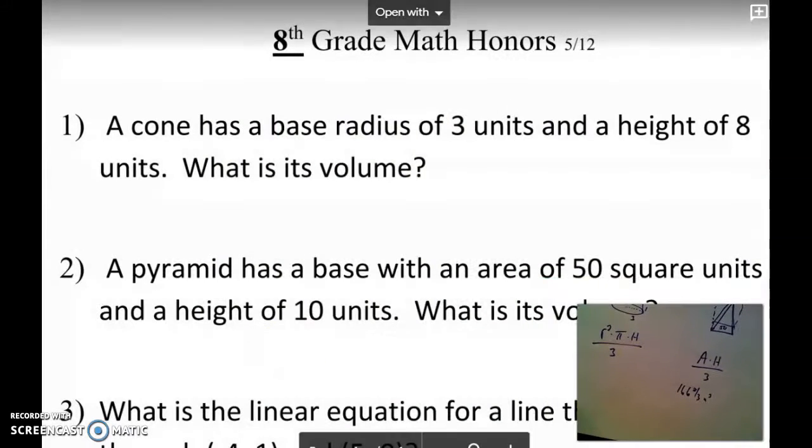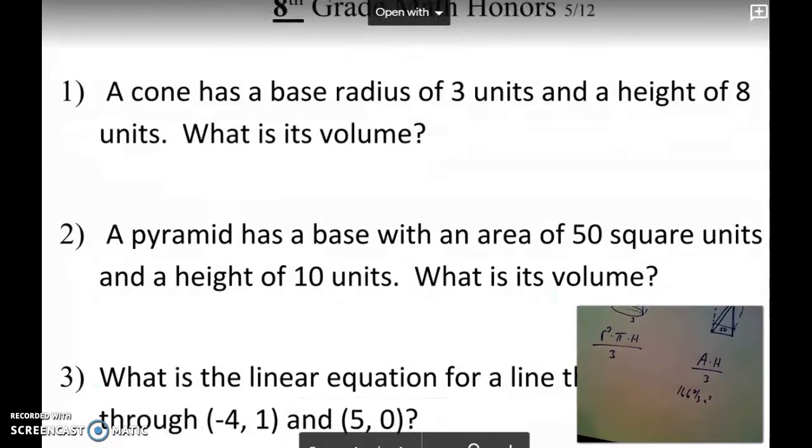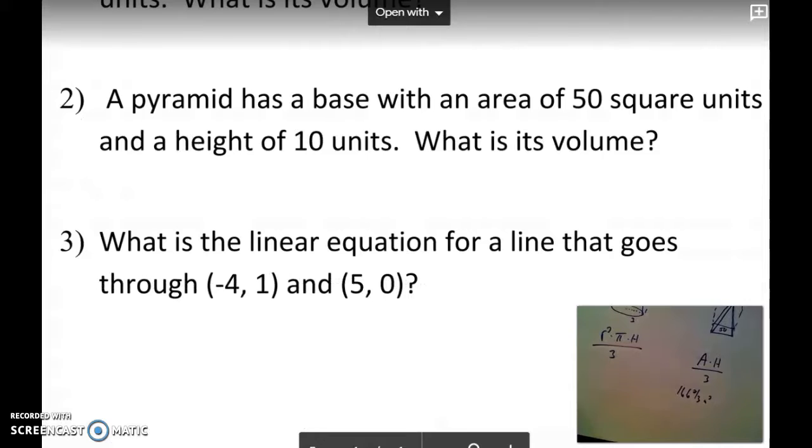And the last question, what is the linear equation for a line that goes through those two coordinates? So -4, 1 and 5, 0. So one thing I can do is understand it's linear, and I can find the unit rate of change. And to find the unit rate of change, I can make a slope triangle. So I plot -4, 1, and I plot 5, 0.